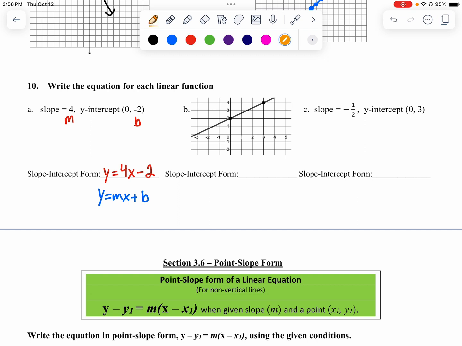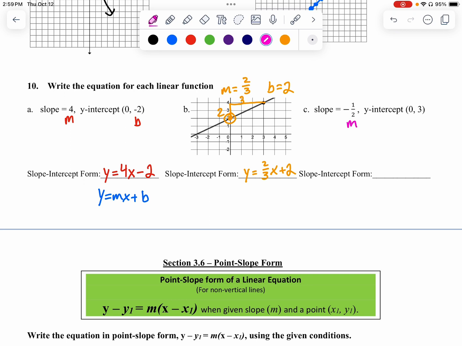For the next one, they've given us a graph, so you're going to have to identify the m and the b. So my m, where we go from left to right, so I start on the left and I go up 2, 1, 2, 3. So up 2 over 3, so my slope is 2 over 3. And the b is where it's hitting the y-intercept, so the y-axis, so that is at 2, so b is at 2. So our equation would be y equals 2/3 x, and that's a +2, so +2.